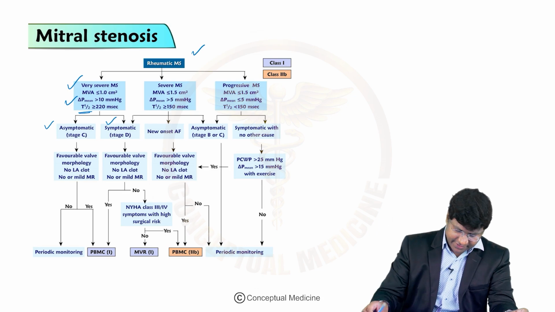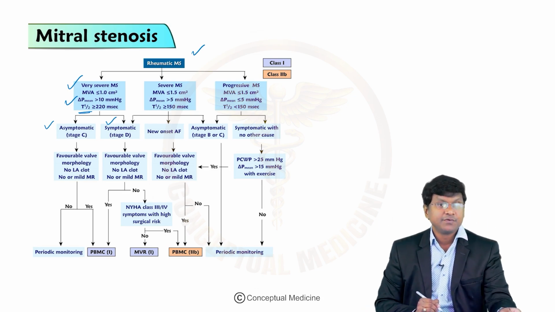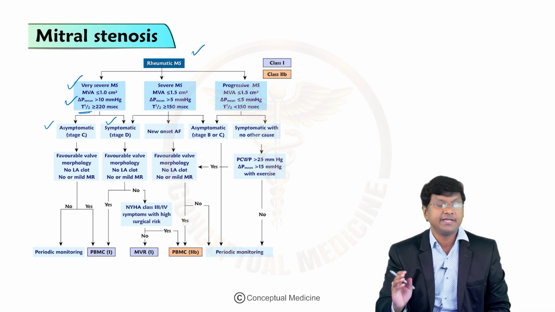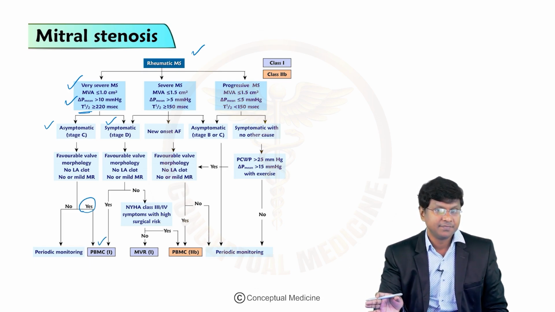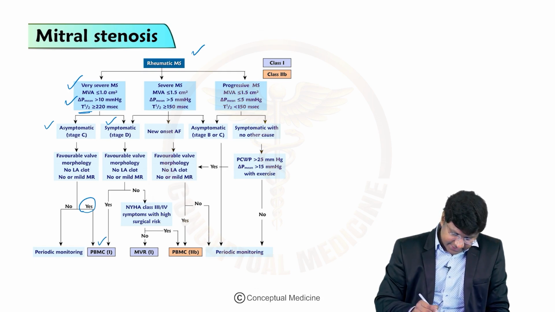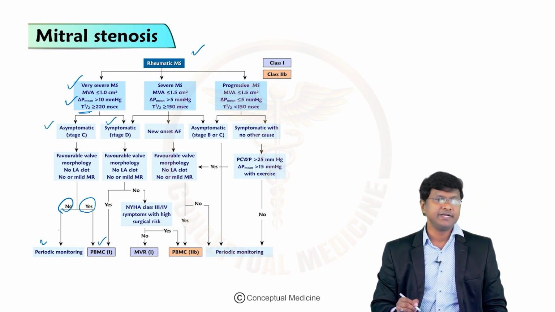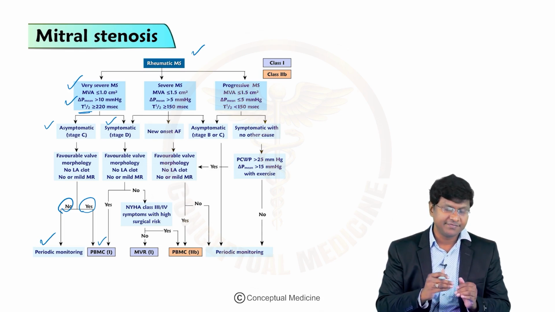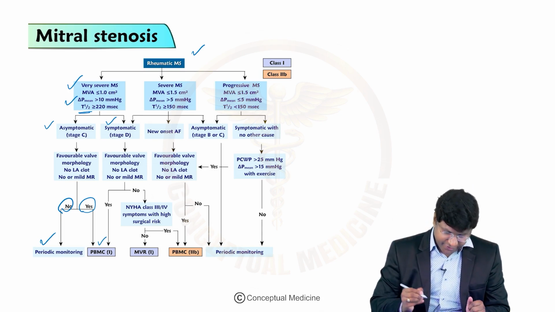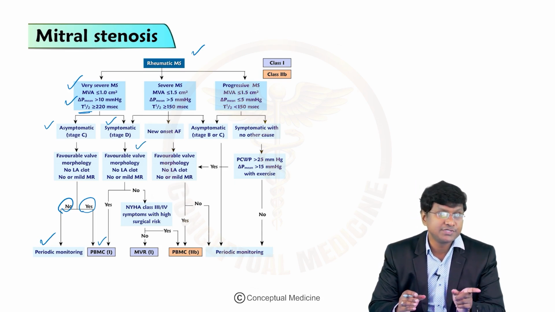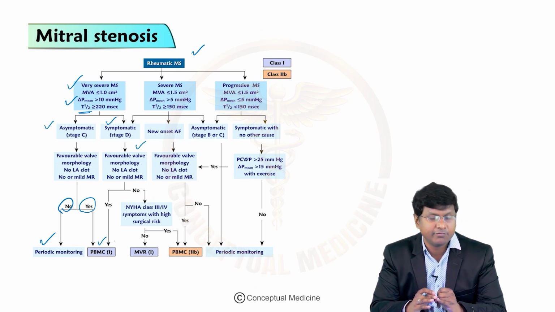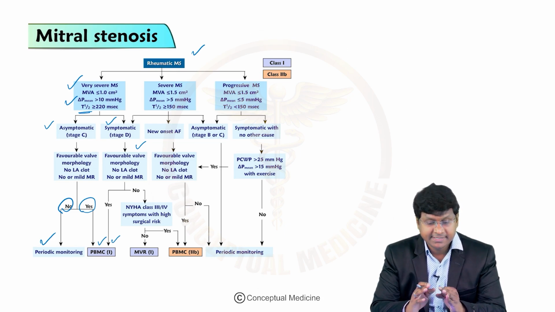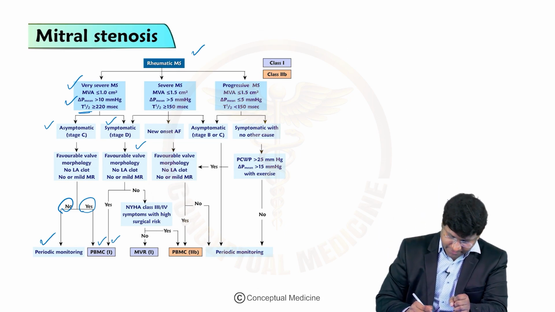Now you need to know whether the individual is asymptomatic or symptomatic. For suppose if the individual is asymptomatic and the individual has favorable valve morphology, no LA clot, right, and there is no or mild MR, right, if all of these are there, then PBMV can be done. If any of this is not there and if the individual is asymptomatic, then periodic monitoring is done. And for suppose an individual with very severe MS if symptomatic and if everything is fine, favorable valve morphology is there, there is no LA clot, there is no MR or mild MR, then you need to do PBMV.